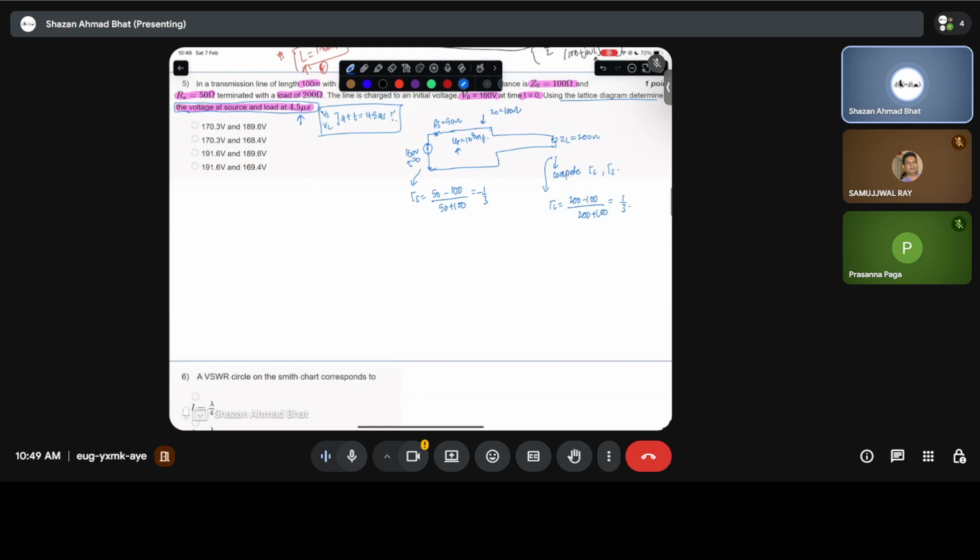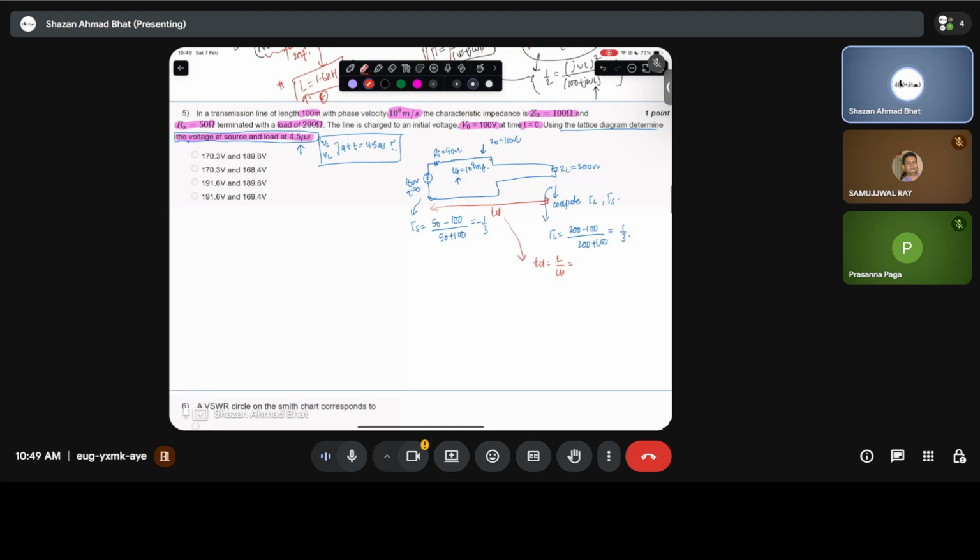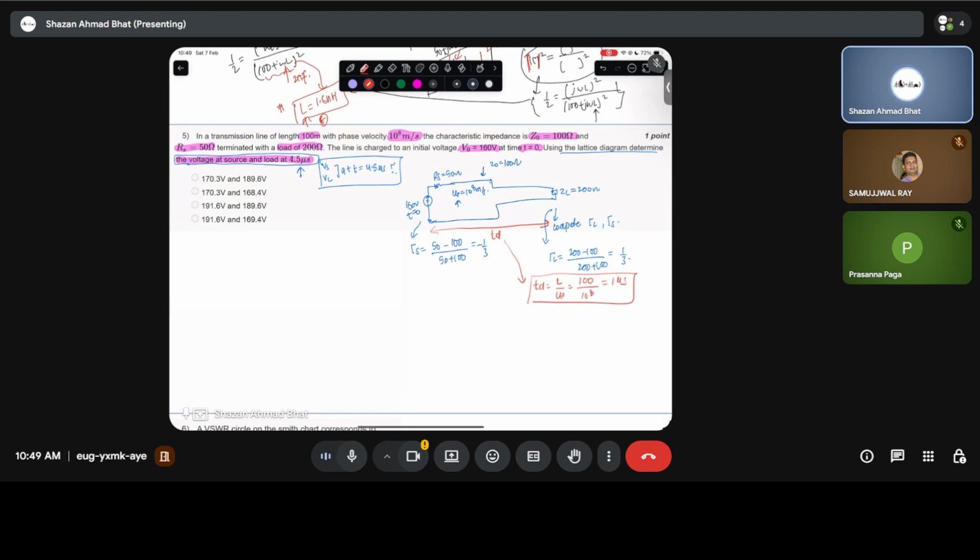Okay. Also, one more thing to compute is the time delay. How much time does this particular voltage take to get to the load end, which is the time delay TD? How much will this TD be? It's simply given by the length of this transmission line divided by the velocity you're given, which is the phase velocity. And how much is the length? The length is given as 100 meter, divided by 10 to the power 8. So you compute it, you get around 1 microsecond. So when you close the switch at time t equals to 0, it's going to take around 1 microsecond for this voltage to appear at the load end.